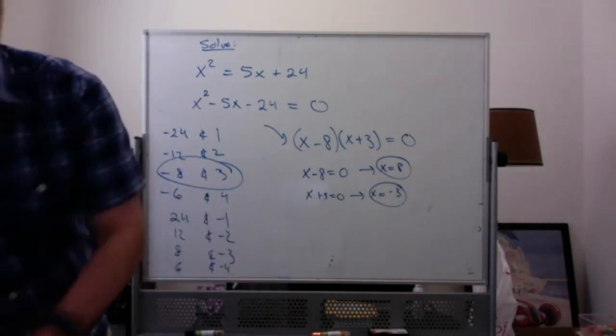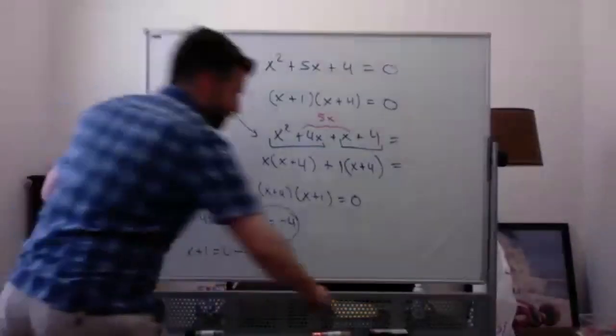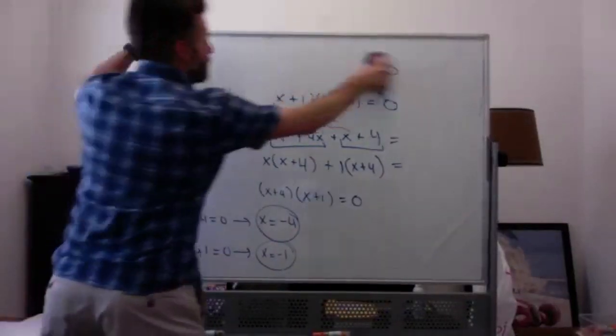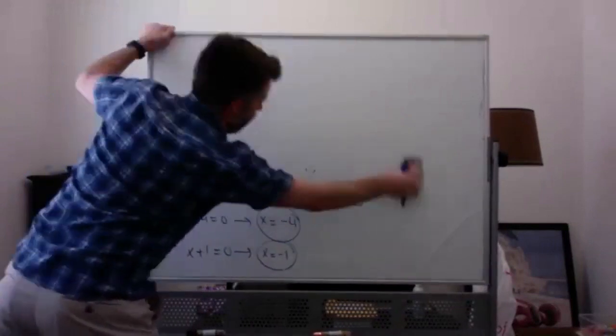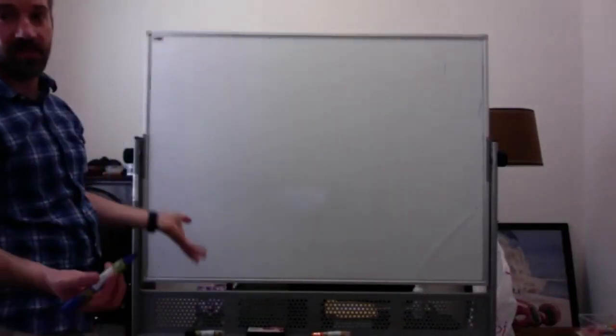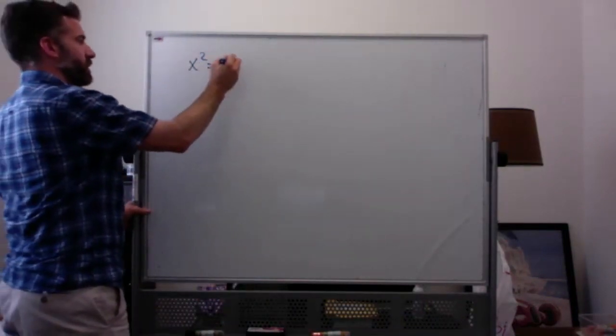Let's look at a few more examples. Let's look at a couple examples that are often almost too easy that they throw people off. So let's look at one like this. Let's look at x squared equal to 6x.